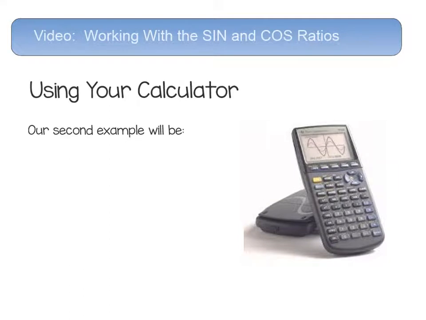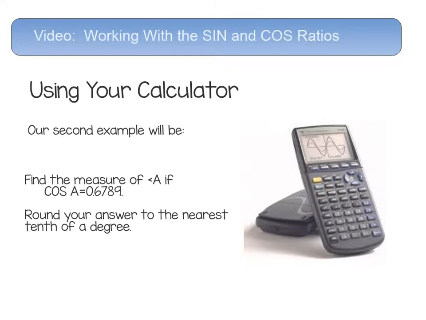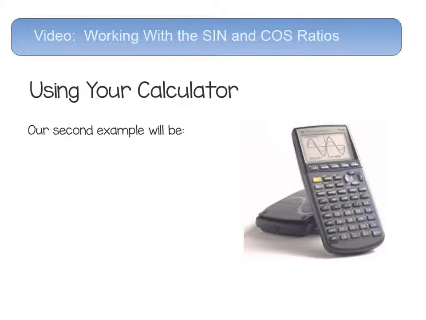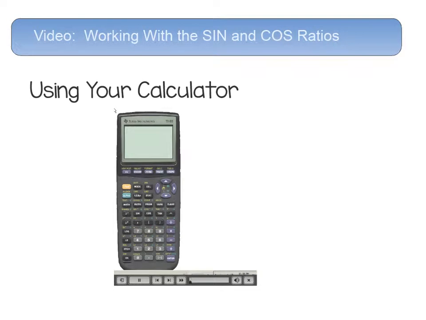Our second example will be find the measure of angle A if cos A equals 0.6789. Round your answer to the nearest tenth of a degree. Now you want to find the angle measure for a cos ratio. Let's see how that would be done.